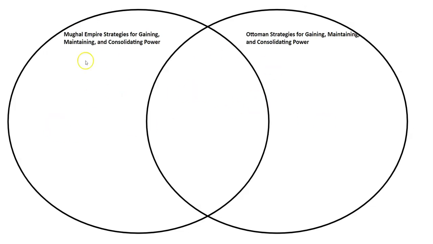Okay, so in your packet you also have this chart that I want you to fill in, this Venn diagram. So let's get that done.